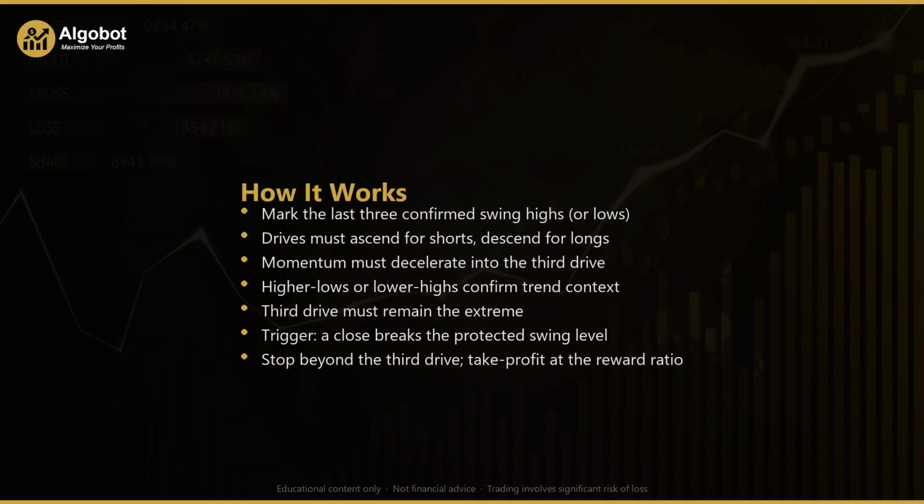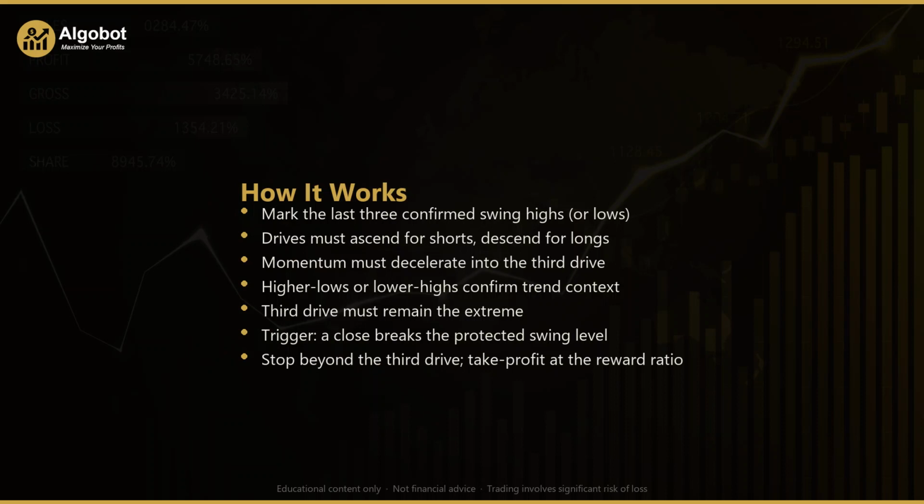Condition 5 is the trigger. The strategy identifies the protected swing low sitting between drive 2 and drive 3. When the most recently closed candle closes below that protected low, structure has broken to the downside. That break of structure is the confirmation, and the strategy signals a sell. It also checks that this happens within the max wait bars window, so the setup is still fresh and not stale.